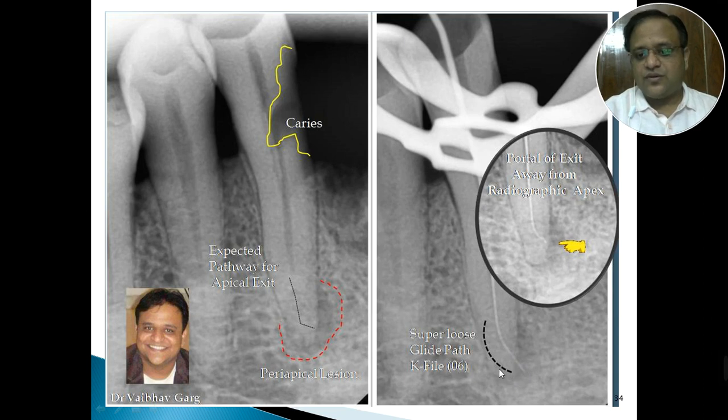It was a super loose K file. Super loose means it was going beyond the apex. When we took the radiograph, we could see it is way beyond the apex, maybe more than 1 mm. So we readjusted and took another radiograph to make sure we reached just the apex of the canal, or the anatomic apex. Remember, the anatomic apex is the place where your BMP and your obturation should finish. It should terminate there.